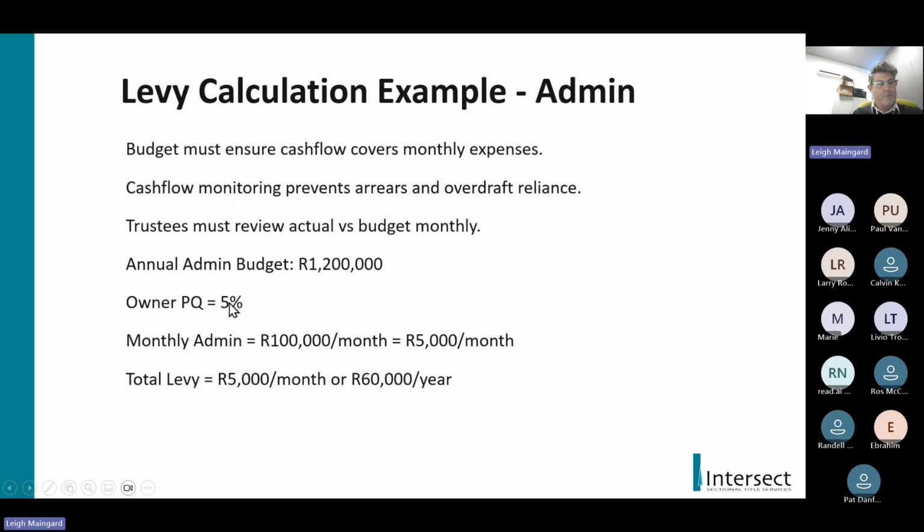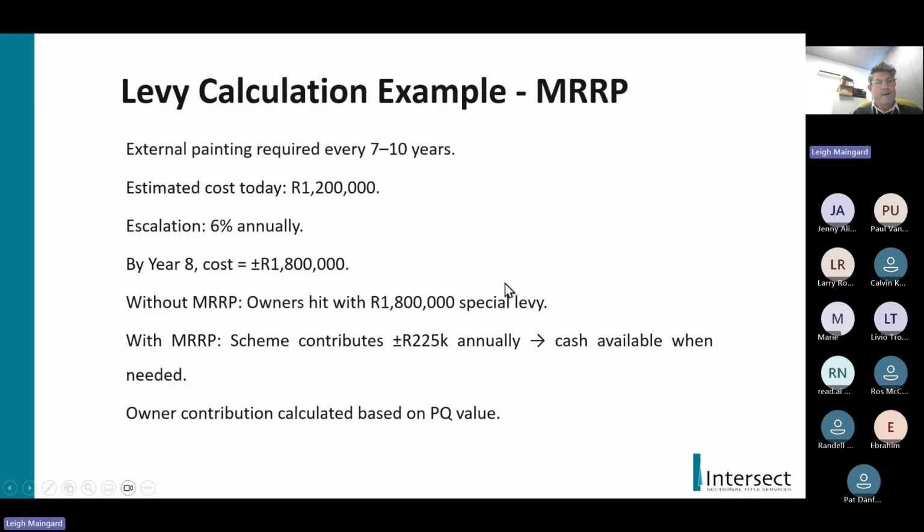5% is quite a big PQ, so don't be too worried about the 5,000 rand. It's just an example. But that's the simplest way of explaining how the levy calculation is done for the admin budget. On the 10-year plan, again, it's a little bit different. Here we look at the items. In this example, it's painting specifically.